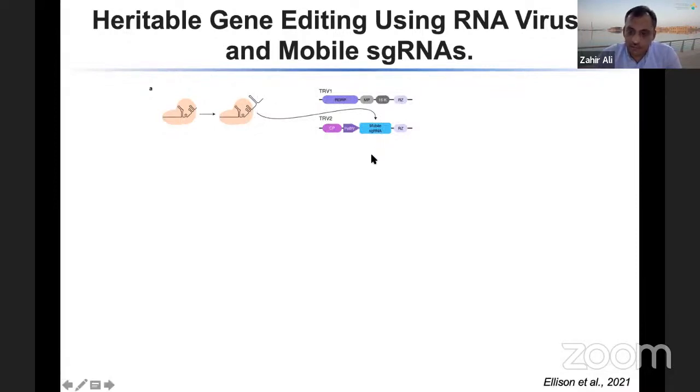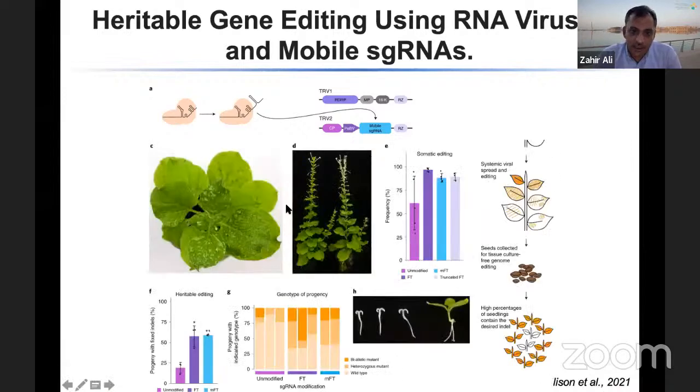And then they used this system. And here you can see that when you infiltrate this vector system into this leaf, it will move. And here you can see the plants are targeting the PDS gene, so this part is becoming white. And here you can see that the PDS targeting is there. And this is in the next generation. So this FT locus is basically giving the RNA the chance to move to these cells.